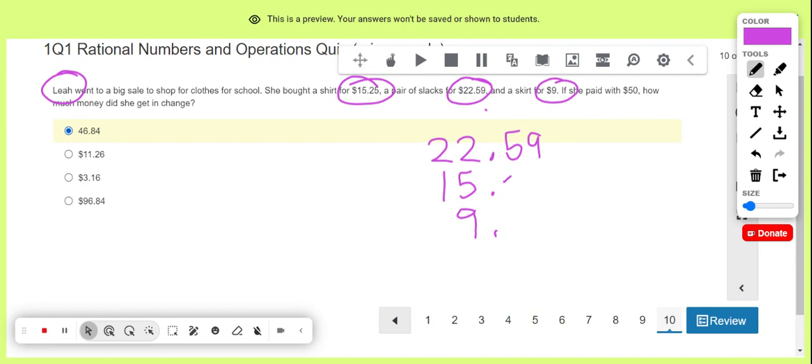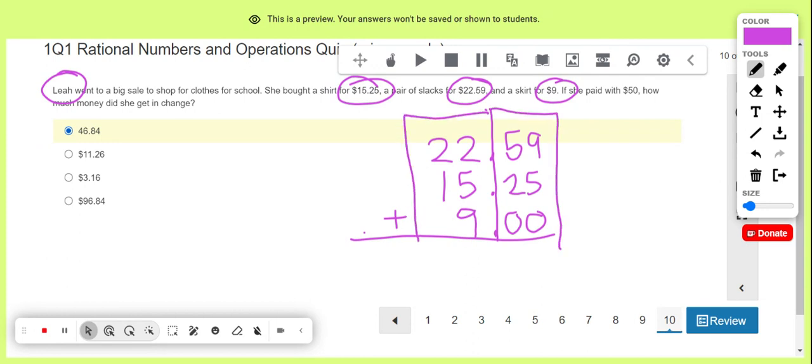So 59, 25, and then $9 is 0, 0. So we're going to add to find the total, add your whole numbers, and then add your decimals. 9 plus 5 is 14. 5, 6, 7, 8. Bring the decimal down. 9, 14, 15, 16. And we have 2, 3, 4.